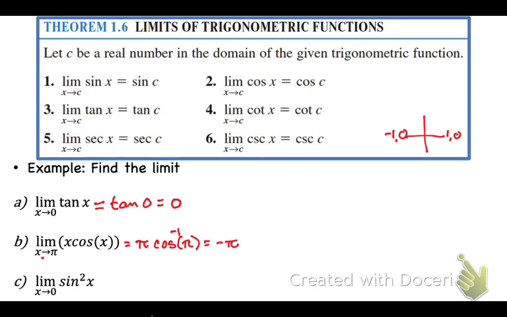Okay, now sine squared, so the limit as x approaches 0 of sine squared of x. Remember that you find the value and then you square it, right? So sine squared at 0, well, sine at 0 is 0, so the answer is 0. On your assignment last night, you probably just went on autopilot and did it because that's all you do, just direct substitution.